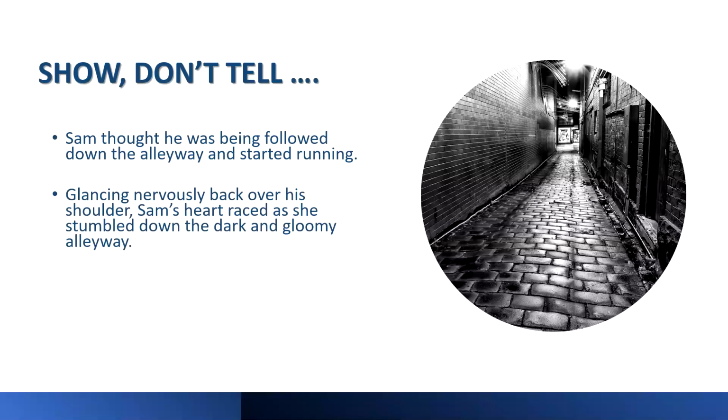Glancing nervously back over his shoulder, Sam's heart raced as he stumbled down the dark and gloomy alleyway. So we're still following Sam, who's walking down the alleyway or running down the alleyway feeling like he's being followed. But now we've been given this idea that glancing nervously back over his shoulder, so we get the feeling there might be someone behind Sam. Sam's heart's racing, so showing us those nerves, that anxiety. That stumbled rather than running, much more interesting verb choice there, more ambitious vocabulary. And the alleyway has now got these adjectives dark and gloomy, which creates this sense of foreboding.